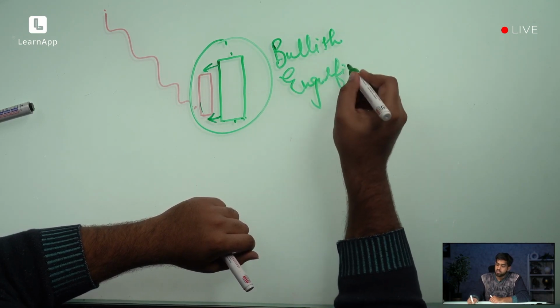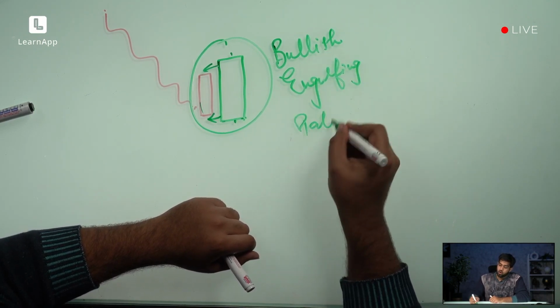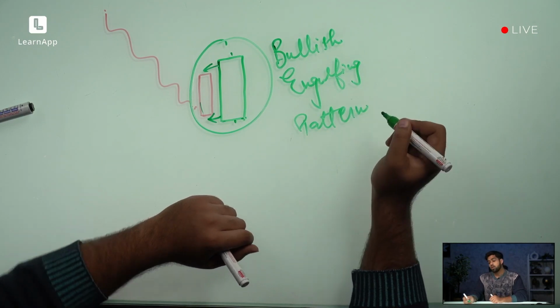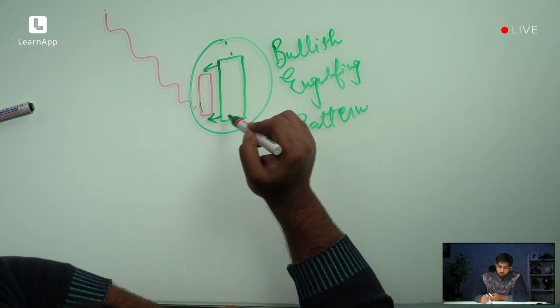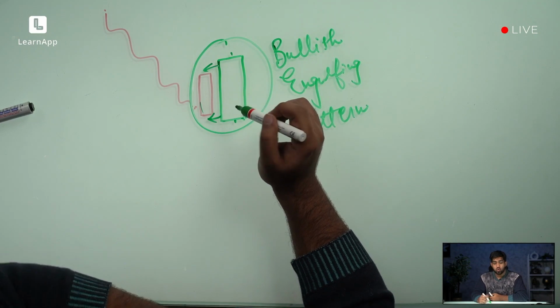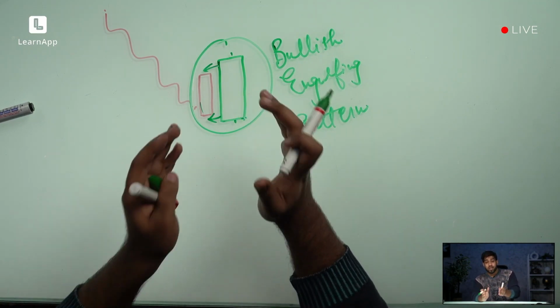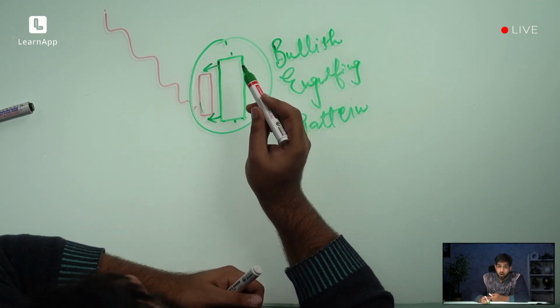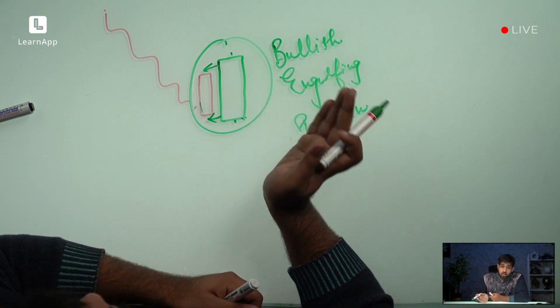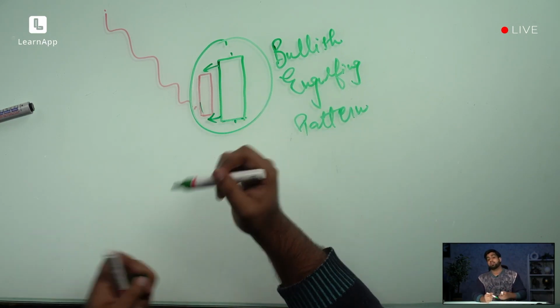This is called a bullish engulfing pattern because it does not surround only the good body green candlestick or the Marubozu. It is also telling us that this green body has eaten up the previous red body candlestick.